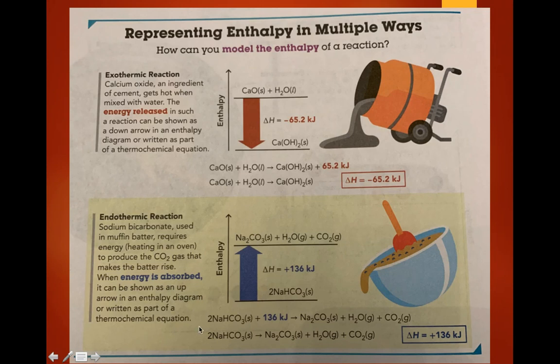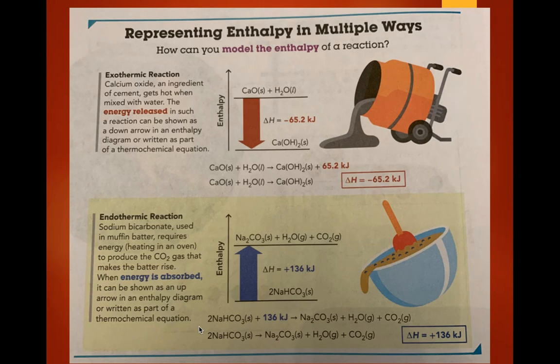Sodium bicarbonate used in a muffin batter requires energy, heating in the oven, to produce CO2 gas. Sodium bicarbonate is also called baking soda. It allows those little bubbles to form. Those bubbles in your breads and cakes that make them airy and delicious are carbon dioxide gas. But that doesn't just happen, it needs heat. You've got to add energy into the system to make that reaction happen, which is your oven. It also causes the batter to rise.